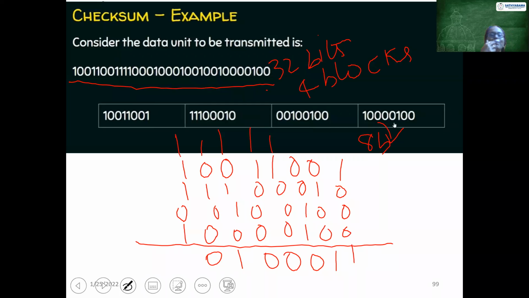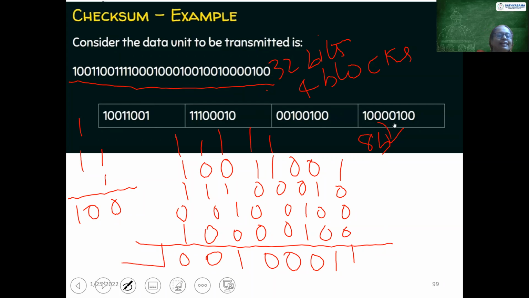Again you tell me 1 plus 1, what is the value? 1, 0. 1, 0 plus 1 is 1, 1. 1, 1 plus 1, what is the value? Tell me. 1 plus 1 again 0. Again 1 plus 1, 1, 0, 0. Is it correct or not? Correct. Yeah. So now 0 will be there.